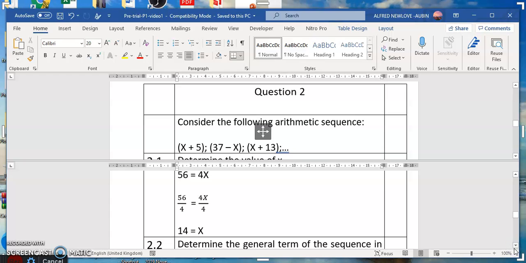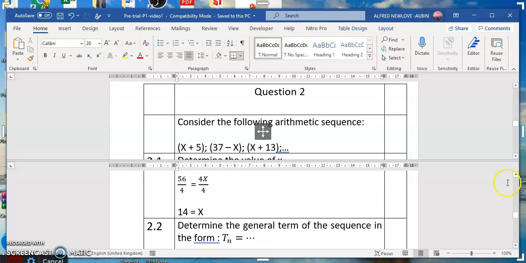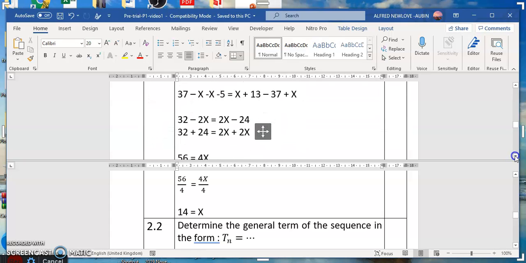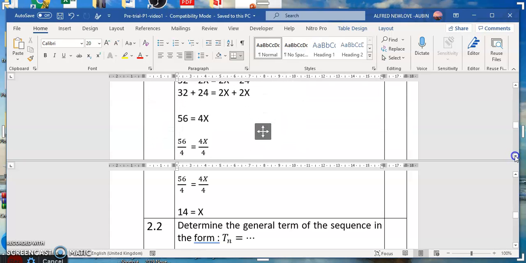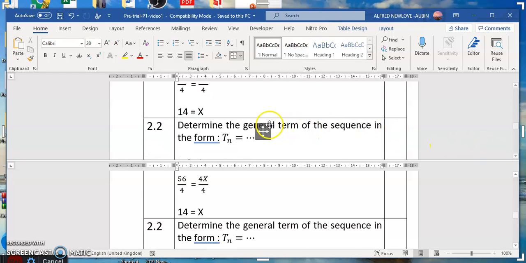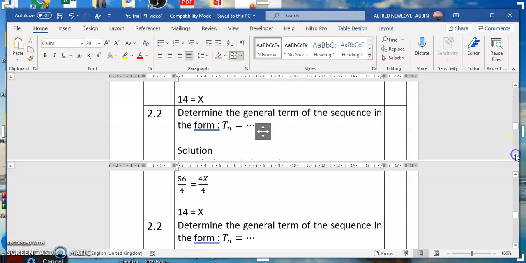Then the next question. Let me move the one at the top. For the next question, it says, determine the general term of the sequence in the form Tn is equal to. So they want us to write the nth term. How do we do that?